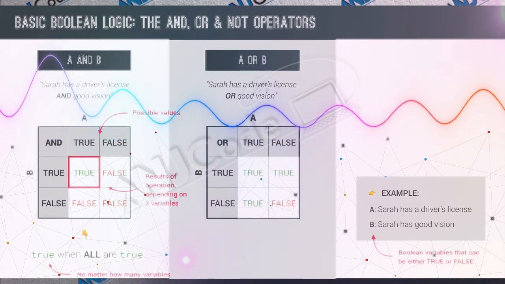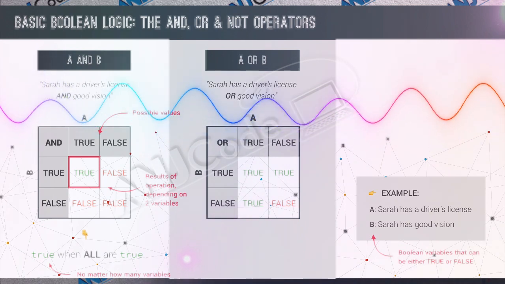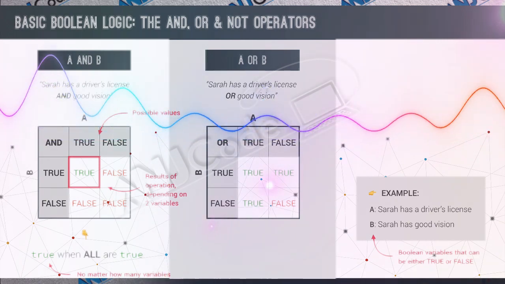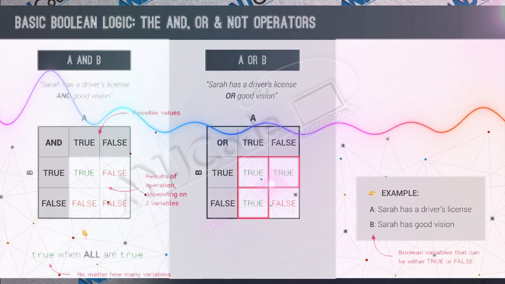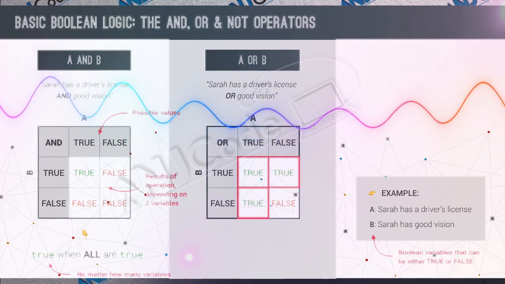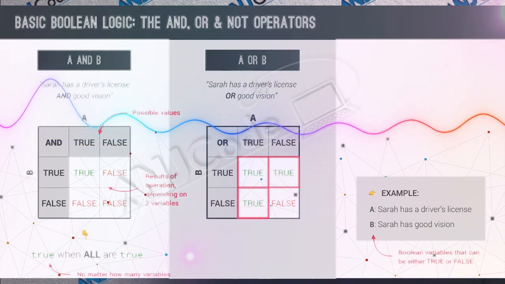So unlike the AND operator, with the OR operator, even if one of the variables is false, the outcome will still be true. Or in other words, if either A or B is true, then the OR operation becomes true as well. And that's why it's called the OR operator.